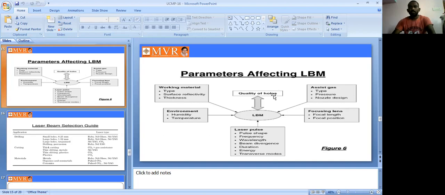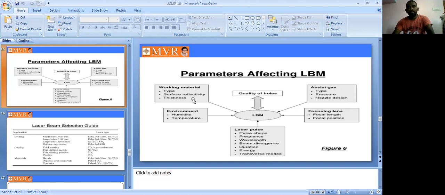Next is the quality of holes. Quality of holes is also very important. The quality with which we produce the holes matters. If there is no quality, the machining is automatically incomplete. So these are the parameters, and some of the effects we can see on the laser beam machining process.